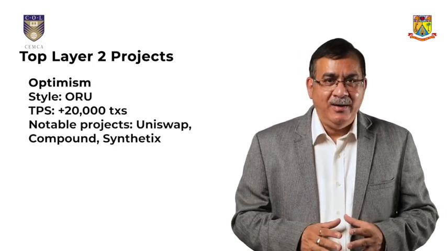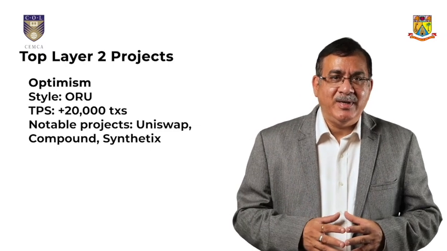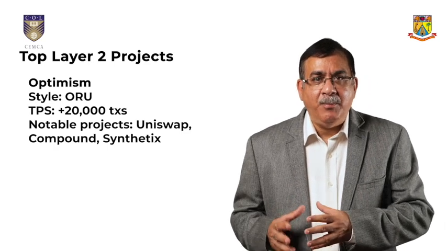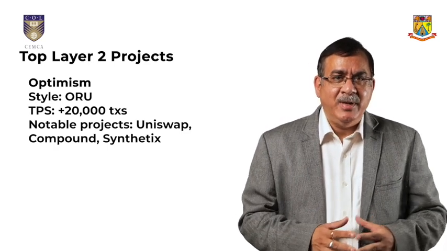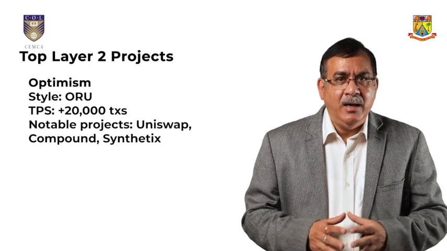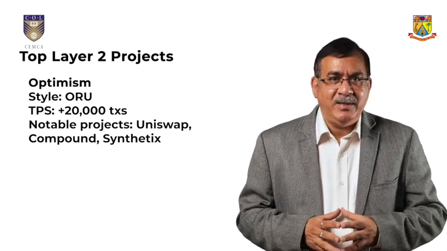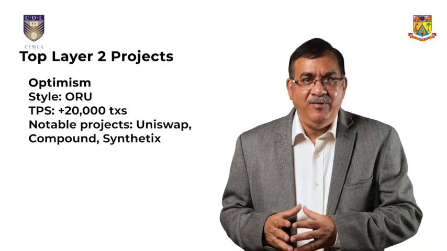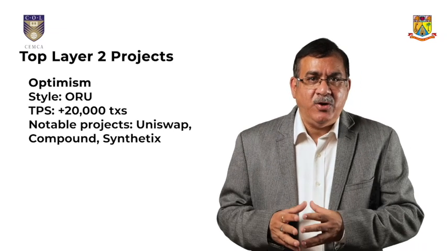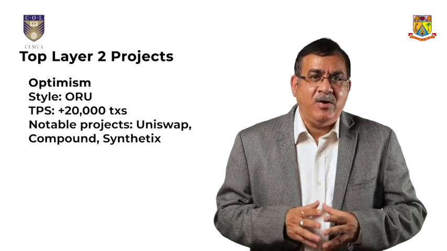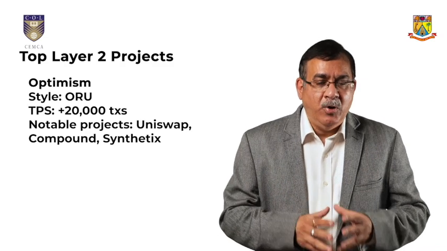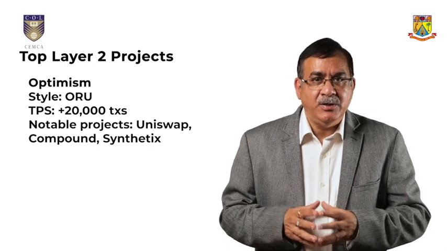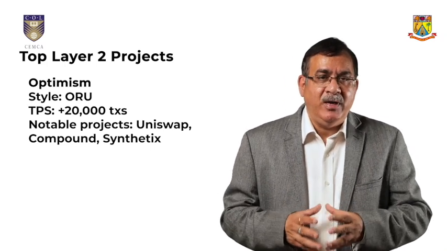Optimism, style, ORU, throughput per second, 20,000 transactions. Notable projects, Uniswap, Compound, Synthetix. Optimism is an ORU implementation that is gaining early traction among some big DeFi players like Synthetix. Optimism has built the OVM, an L2 based EVM that makes it so projects can enjoy all the benefits of Ethereum's L1 smart contracts while on L2. Moreover, Optimism is already in the process of facilitating its mainnet launch, so L2 benefits are no longer on the horizon.